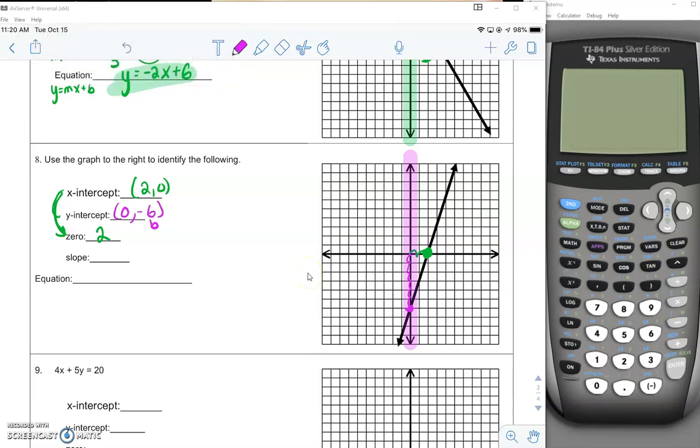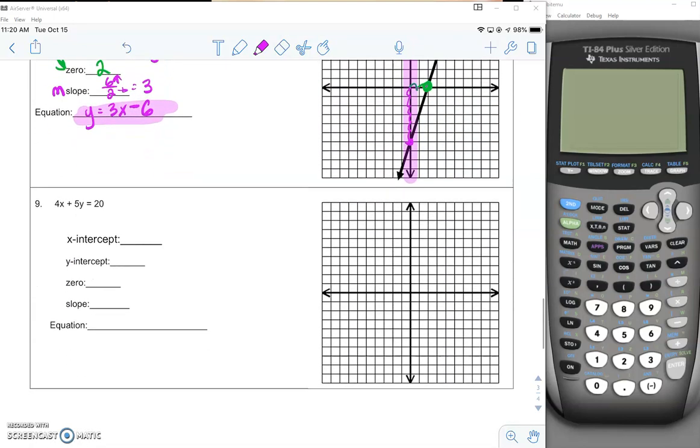And our slope, this line is increasing from left to right. Our slope is positive 1, 2, 3, 4, 5, 6 over 1, 2. So up 6 over 2. And in the most reduced form, this is a slope of 3. Our equation, y is equal to mx plus b. So 3x plus negative 6. The better way to write that would just be minus 6. Y is equal to 3x minus 6 would give us this line.